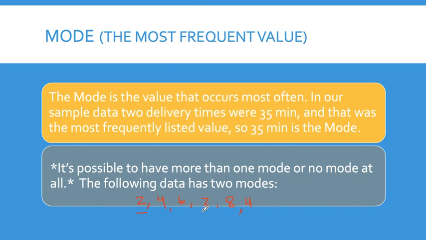Did you notice that the number 2 was listed 2 times and also the number 4 was listed 2 times? So because those 2 numbers were listed 2 times and no other data value was listed more than 2 times, this is called a bimodal data set, and we have 2 modes. Now you've learned a bit about mean, median, and mode.